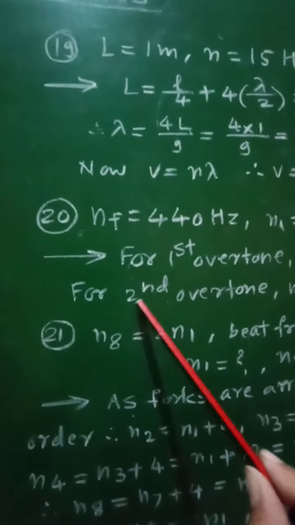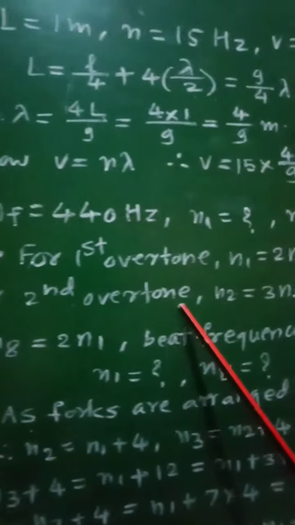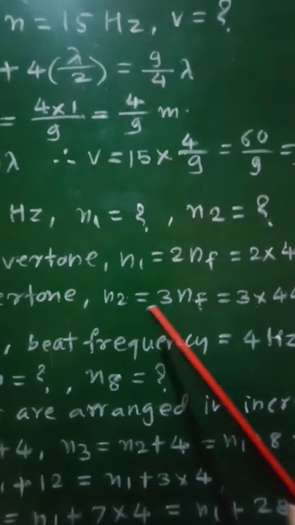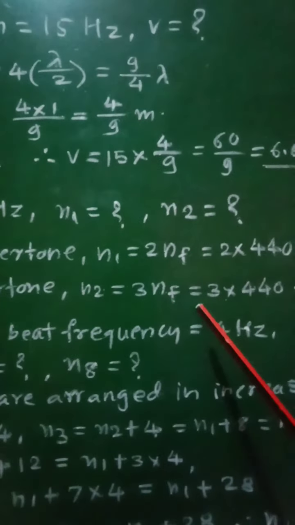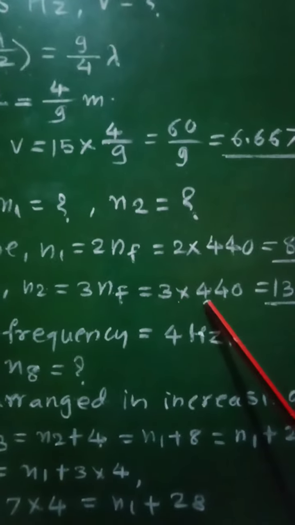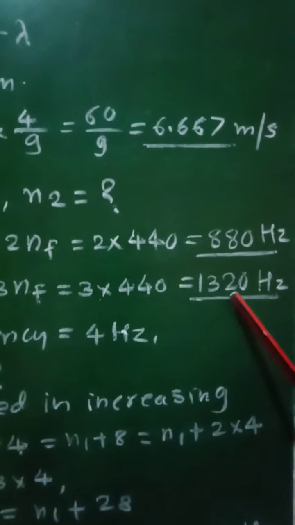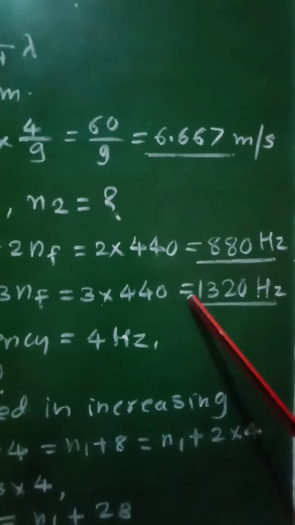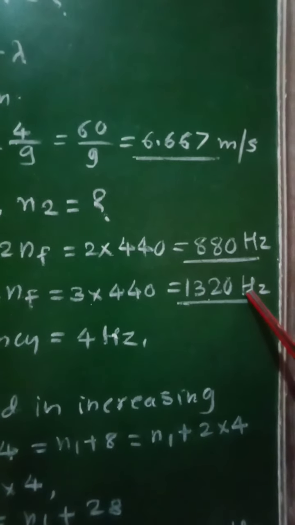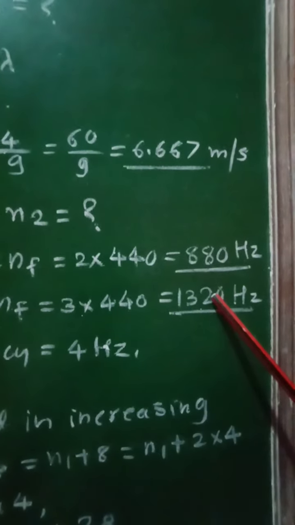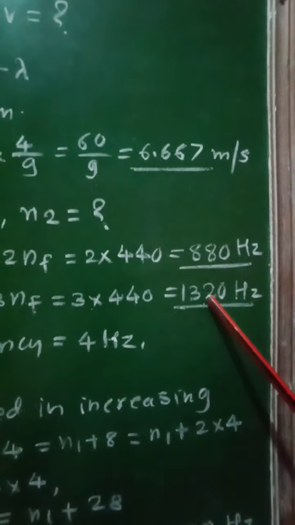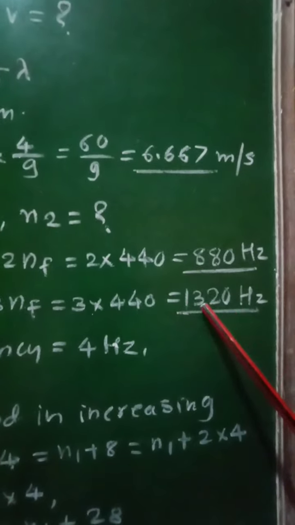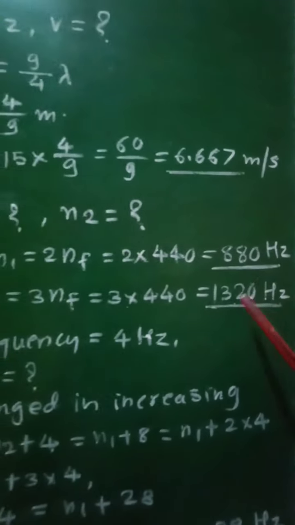Now for second overtone, N2 is equal to 3 NF, and therefore we will get 3 into 440, which will be equal to 1320 Hz. So these are the frequencies for first and second overtone, that is 880 Hz and 1320 Hz respectively.